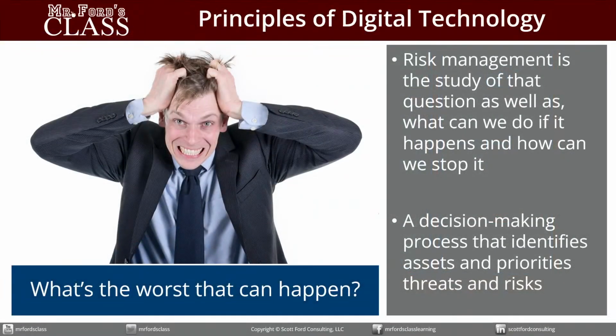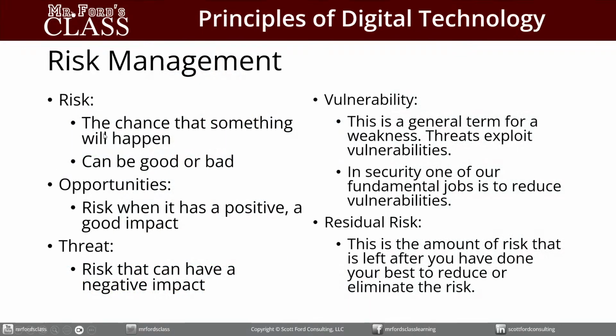So risk management, these people are fun at parties because they're always looking for how things can go bad. Our job in risk management is to look at things and say, that could go wrong, that could go wrong, that could go wrong, and that could blow up, right? So our job is to see what bad things can happen, how bad they will be if they can happen, and how we can stop that bad thing from occurring. So it's a decision-making process that identifies assets and prioritizes threats and risks. Like I said, we're a lot of fun at parties.